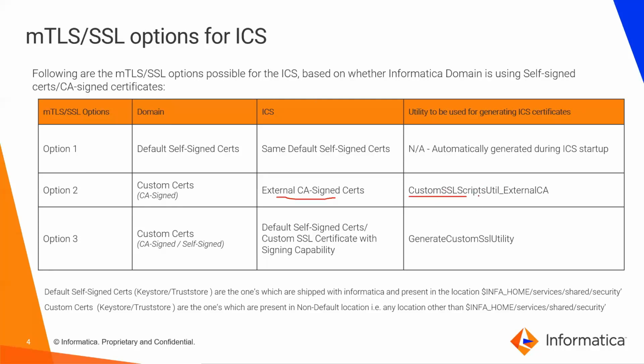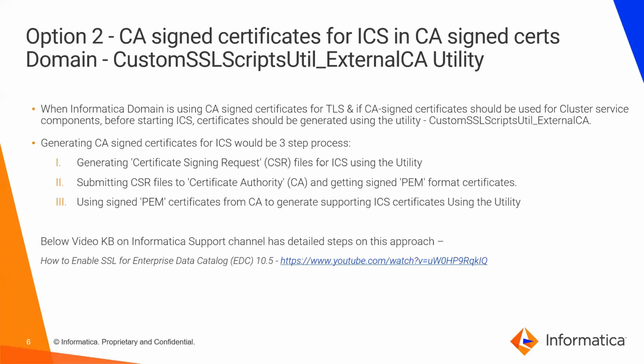So this is the name of the utility. Either you can get it from the shipping team or you can get it from the Informatica network portal from where you download the hotfixes. So from any of the places you can download this utility and then you can configure it to generate the certificate for ICS. I'll not go into much detail for this option because there is already a video KB available on the Informatica support channel. You can simply search with this particular title and you will find a detailed video on this option.